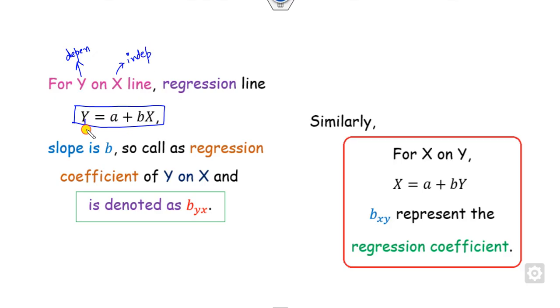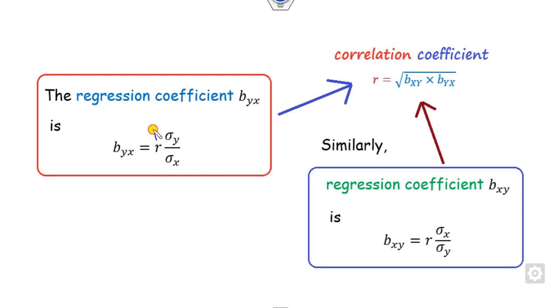So y is dependent and x is independent. And the coefficient, that is the slope of this line, is b. We call this b the regression coefficient, denoted as byx, where yx means y on x. Similarly, for the line x on y, we denote it as bxy. Also, we had derived the relation between these and the correlation coefficient. How do you remember this?